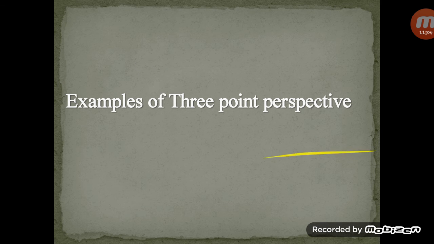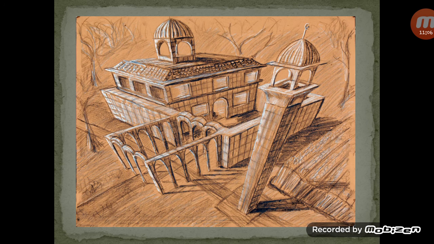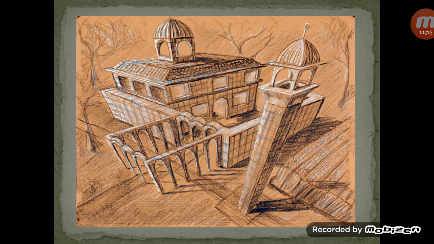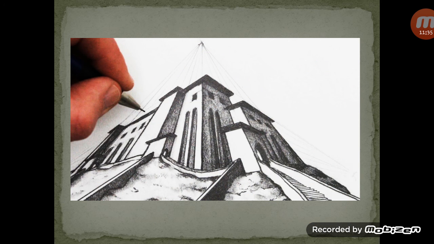Examples of 3-point perspective you can see. You can feel that you are looking down on the object from above. Another example.